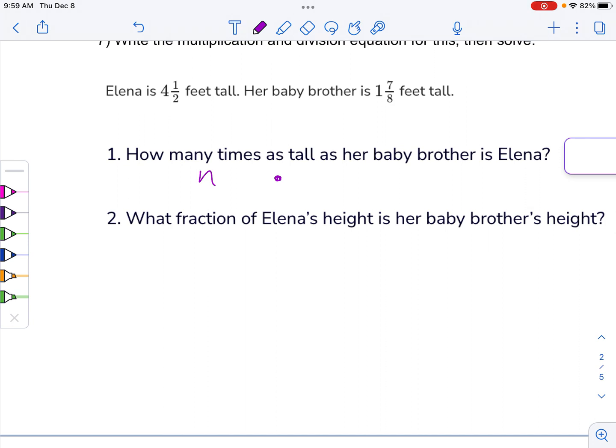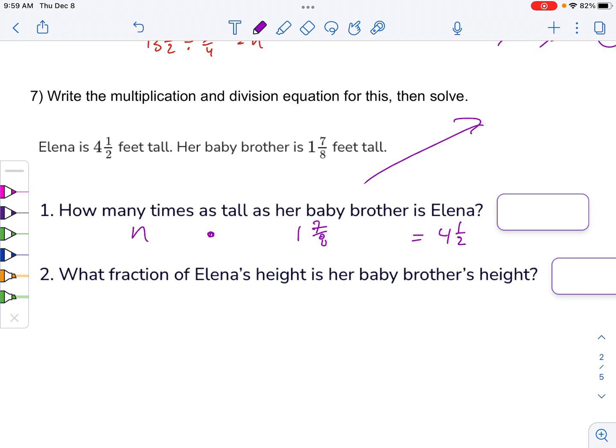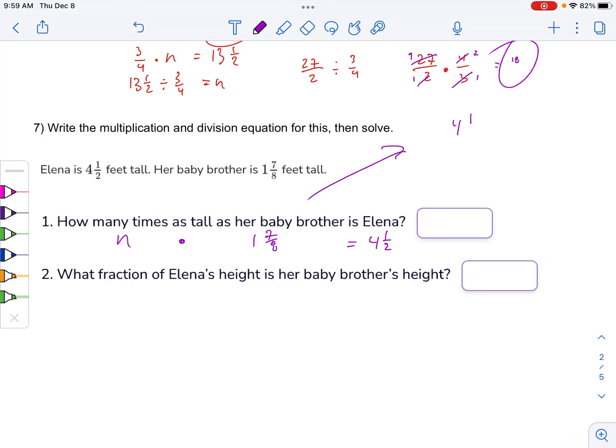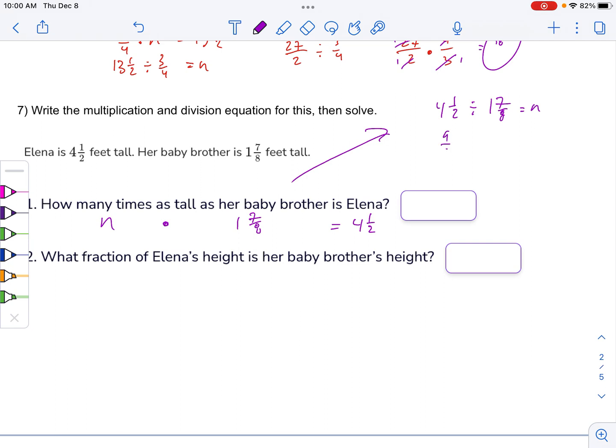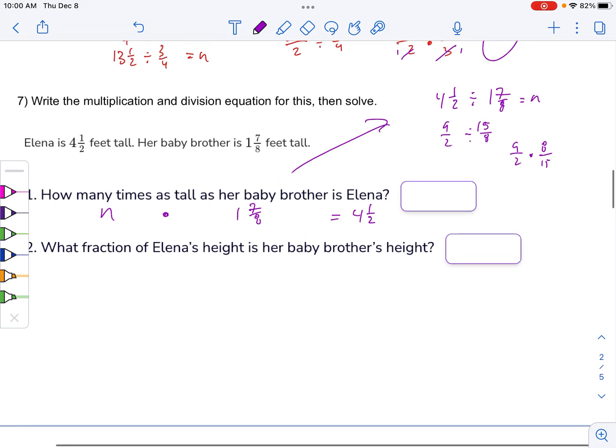Her baby brother is 1 7/8, which is an equal sign, Lena, which is 4.5. Okay, folks, if you know the multiplication problem, you know the division problem. So let's do it. 4.5 divided by 1 7/8 is going to get me my number. Okay, make it improper. 4.5 is 9/2. Divided by 8 times 1 plus 7, that's 15/8. Okay, let's keep that first number. Let's flip it to the reciprocal.